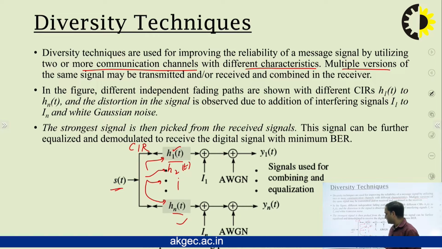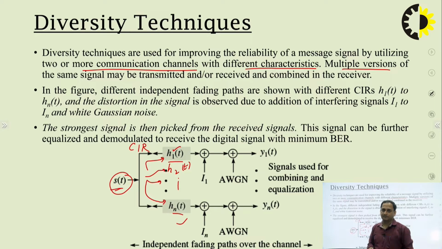In another way of saying the same thing, the same copy of the signal is transmitted through different channels or different CIRs, or we can say these are the different components of the channel, the different multipath components. So the multipath components of the channel can be represented as H1 to Hn.